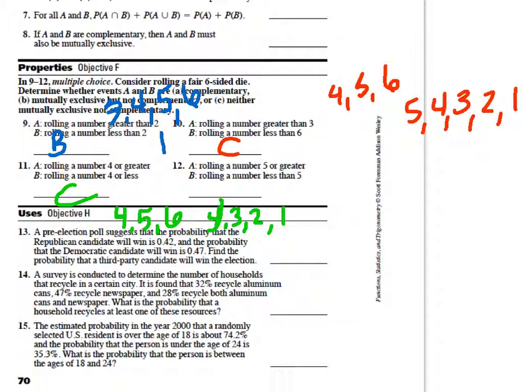Number 12, rolling a number 5 or greater. That's 5 and 6. Again, we're talking with a dice. Rolling a number less than 5. That would be 4, 3, 2, and 1. Nothing in common, and their probabilities add to 1 because everything is considered. This would be complementary, A. Hopefully that helps for complementary or mutually exclusive.